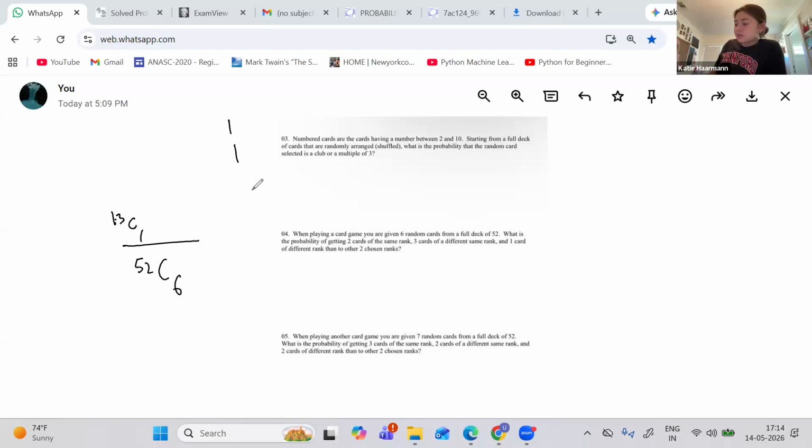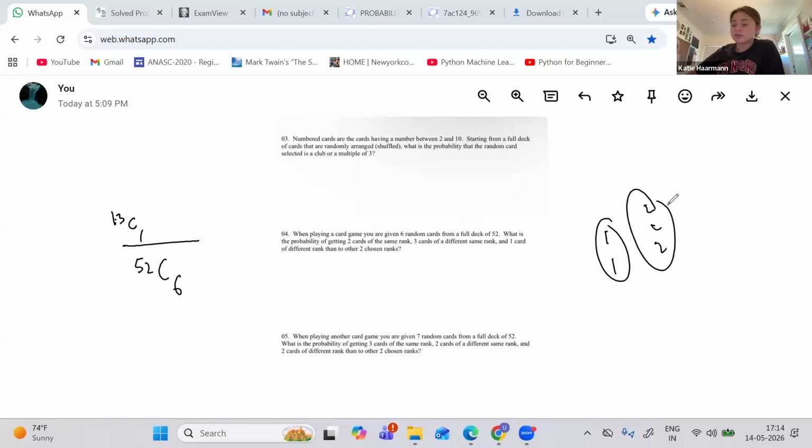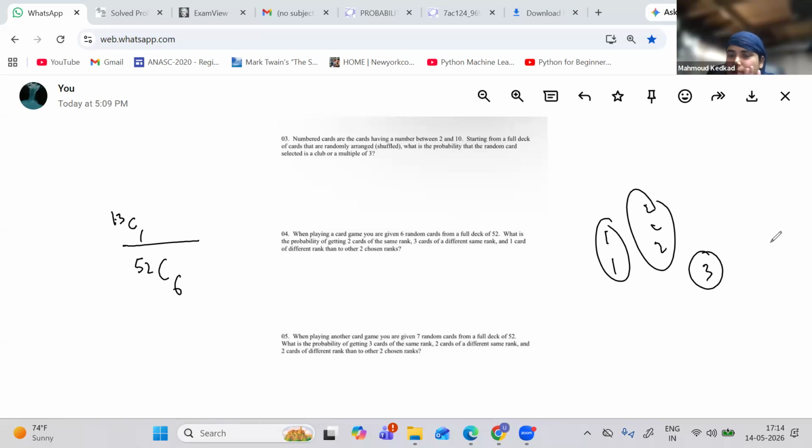What is the probability of getting 2 cards of the same rank, and then 3 cards of a different same rank? Different suit and same rank? Is that what it means? 3 cards, 2 cards of the same rank. That's what I'm trying to figure out too. So let's say you selected one, so the other card is going to be one again: 2 cards of the same rank, and then 3 cards of a different same rank. Oh, okay, so two, two, two. And then 1 card of a different rank, then the other two chosen. So let's see, 3. Okay.